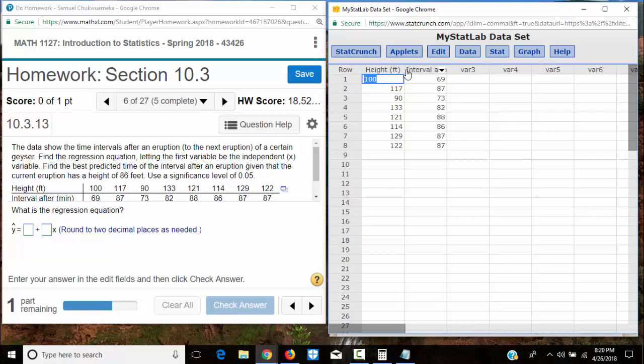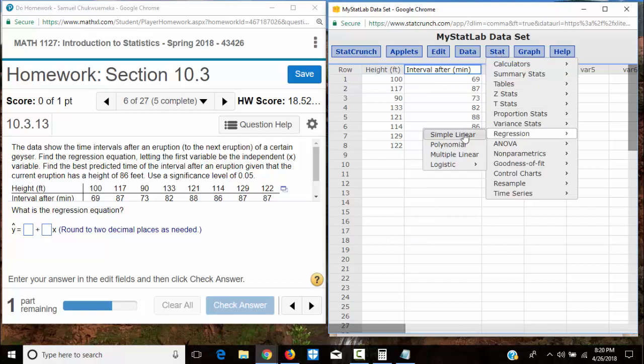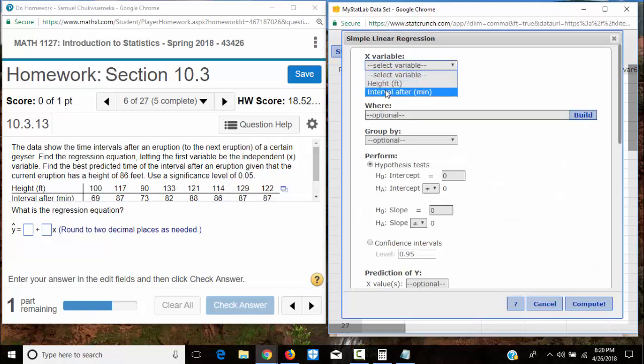So this is our x and this is our y. The height is our x, and the interval after eruption is our y. You can click here. Interval after is our y, and then the height is our x. So we go to Start, Regression, Simple Linear. Get our x, that's the height. Get our y.